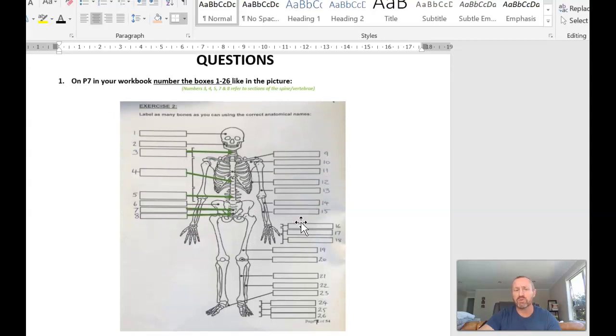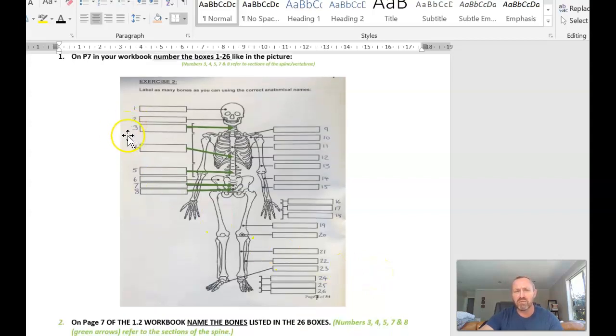So this picture will be familiar to you. Okay, what you'll see is I have numbered from left to right, 1 to 8, and then on the right hand side 9 to 26. Good idea if you did that on page 7 of your book as well. I can tell you that numbers 3, 4, 5, not 6, but 3, 4, 5, 7, and 8.